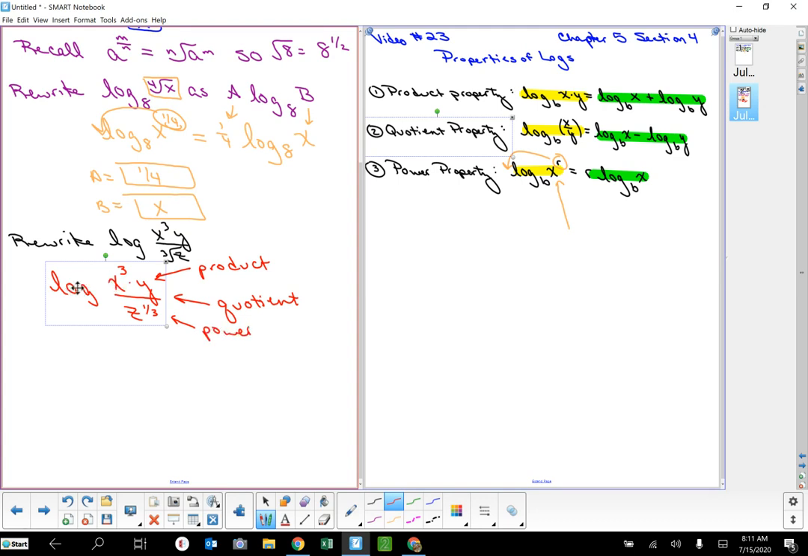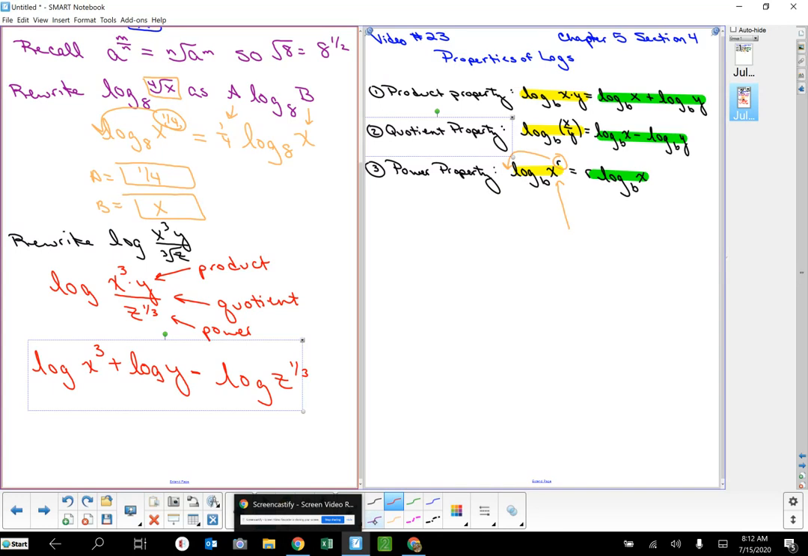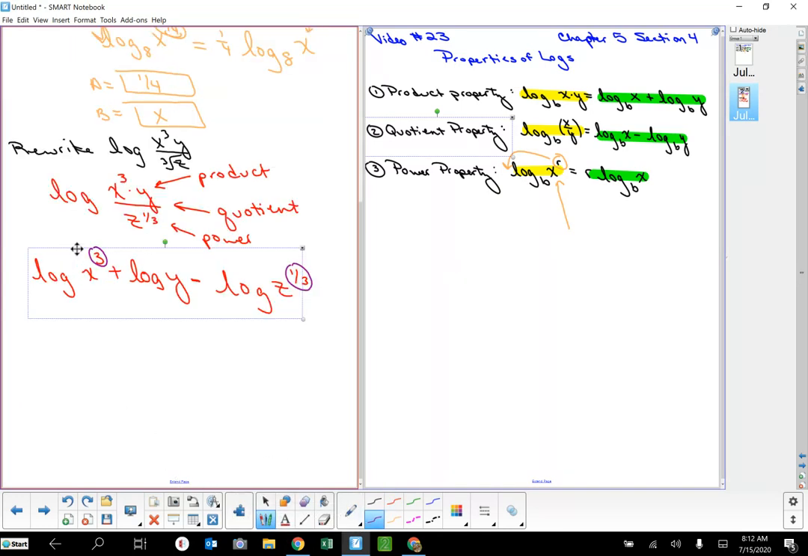So I kind of have all of these. So let's just deal with the top, the product property. That's going to give me log x cubed plus log y. And then the quotient is a minus log z to the 1/3. Well, now I'm going to have to deal with my two powers. So I've got a power here and a power here. And so this guy will come out front, this guy will come out front. So I have 3 log x plus log y minus 1/3 log z.